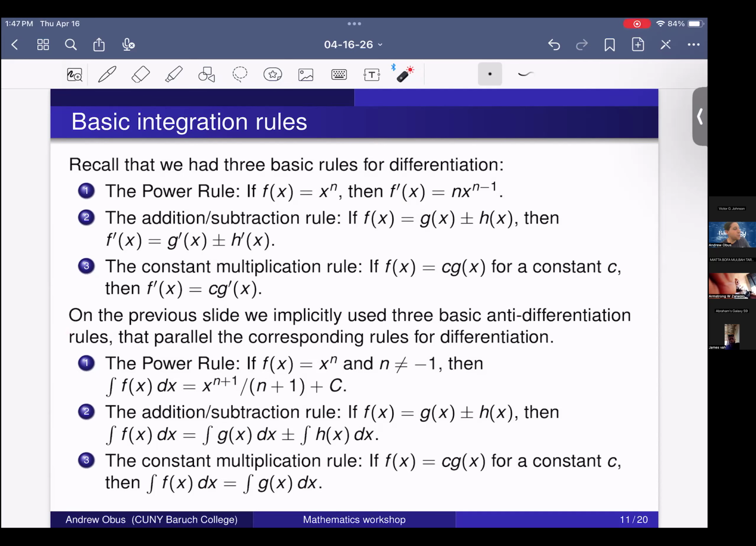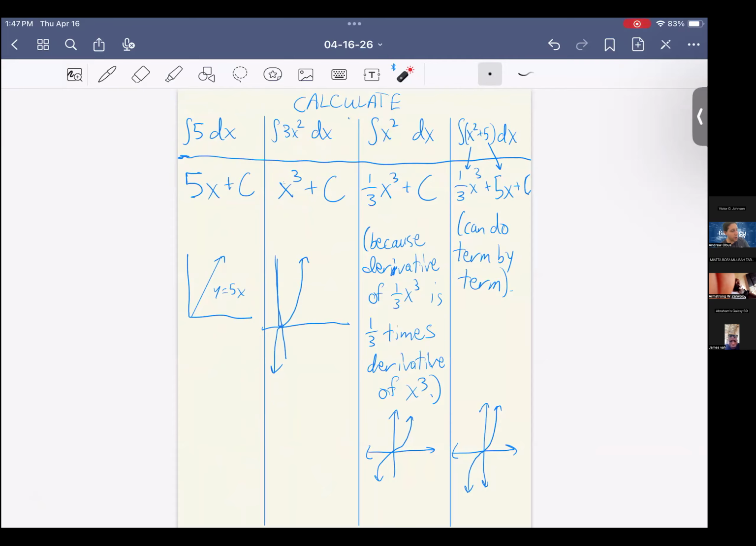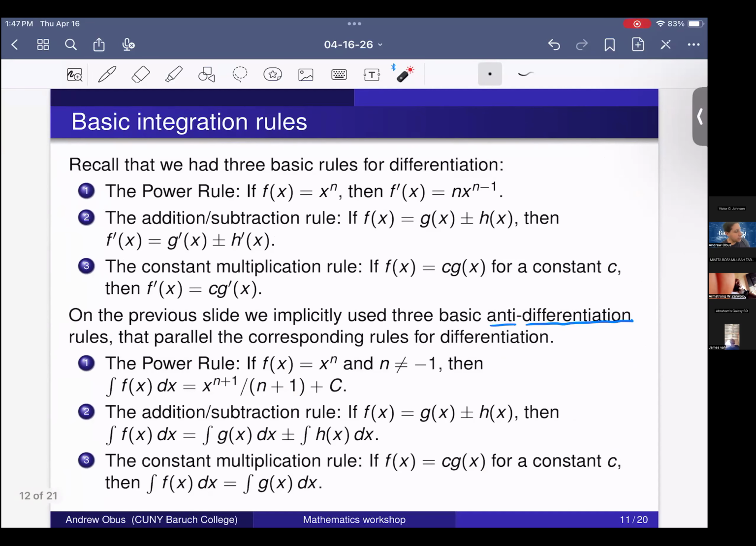Okay? And so what did we do on the previous slide? Well, implicitly, we used three basic anti-differentiation rules that parallel the corresponding rules for differentiation. So for anti-differentiation, or for integration, we have three rules also. One is the power rule. If we want to find an antiderivative of x to the n, what it actually is, is x to the n plus 1 divided by n plus 1. So we did this on the previous slide where n was equal to 2, right? If n was equal to 2, this gave us x cubed over 3, right? Because n was equal to 2. This is what we had over here. We had the integral of x squared. This gave us 1 x cubed over 3, or 1/3 x cubed. Same thing. Okay, so this is the power rule.